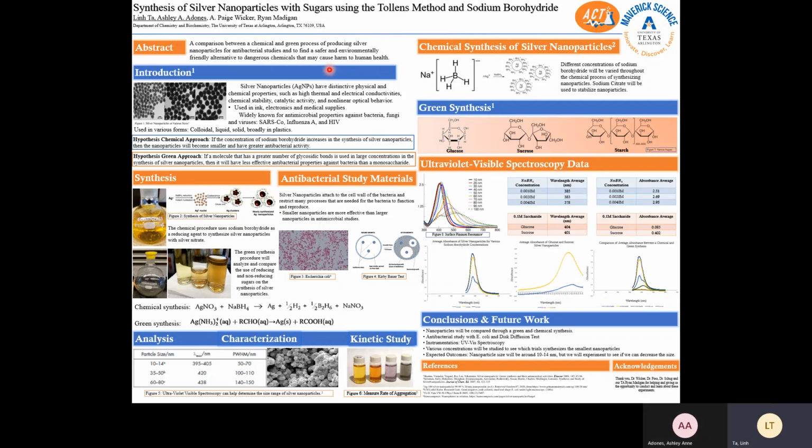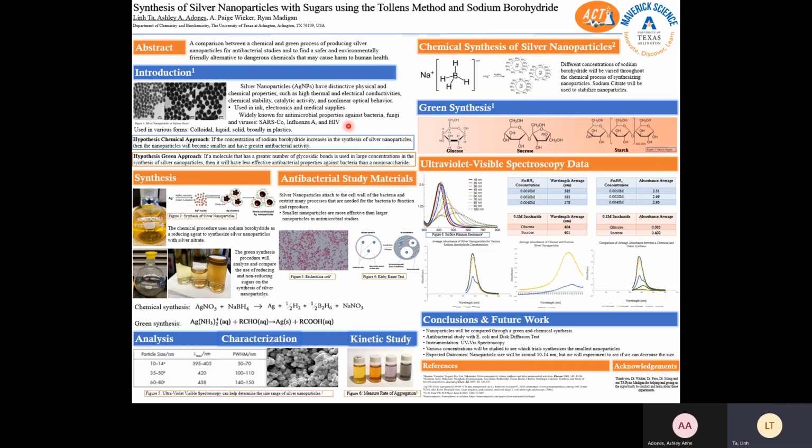About silver nanoparticles, they are increasingly used in various fields, including medical, food, healthcare, consumer, and industrial purposes due to their unique physical and chemical properties. They are widely known for antimicrobial properties against bacteria, fungi, and viruses like influenza A and HIV, and currently COVID-19 and SARS-CoV.